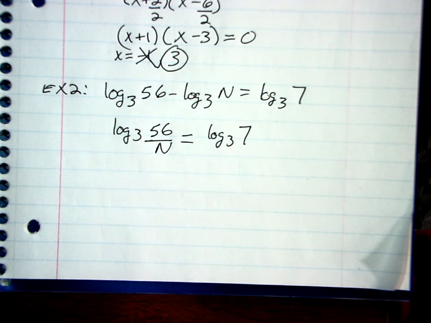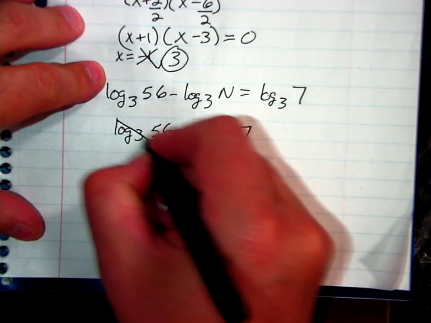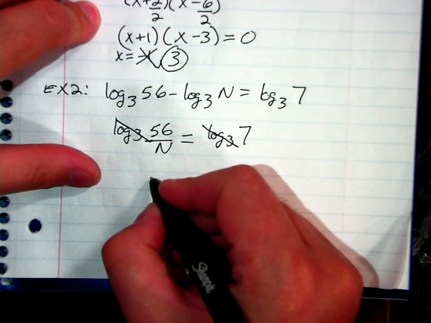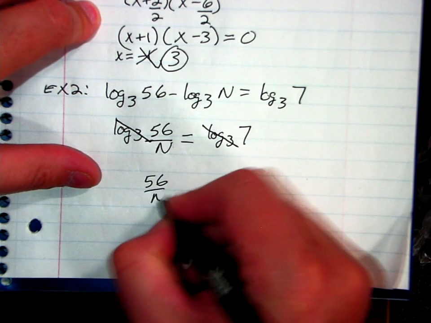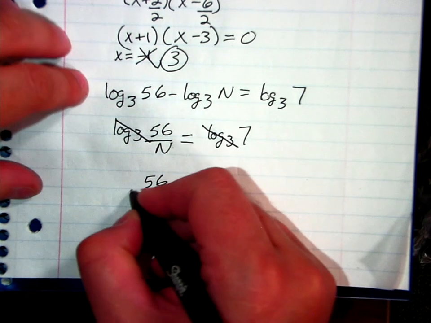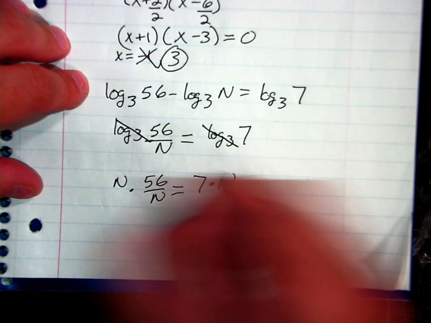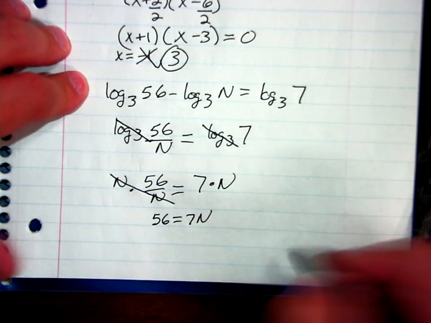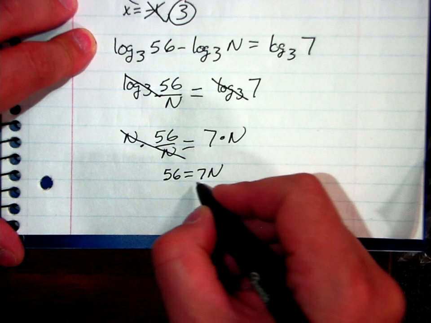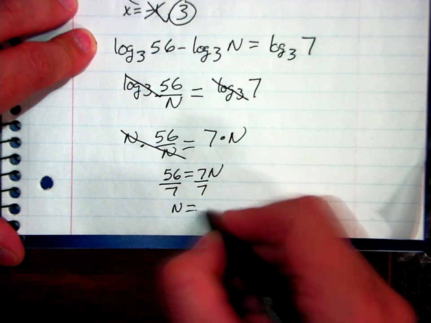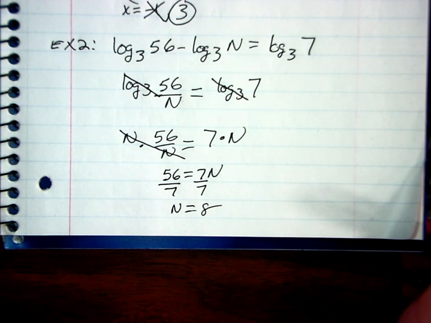Do we have the same bases? So what can I do with them? Cancel them out. So now you have a simple two-step equation. All right, how do I get rid of the n? The n's dividing, so I multiply both sides by n. These sides cancel out. So I have 56 equals 7n. The 7 is multiplying, so to get rid of it, I divide, and I believe 56 divided by 7 is 8.